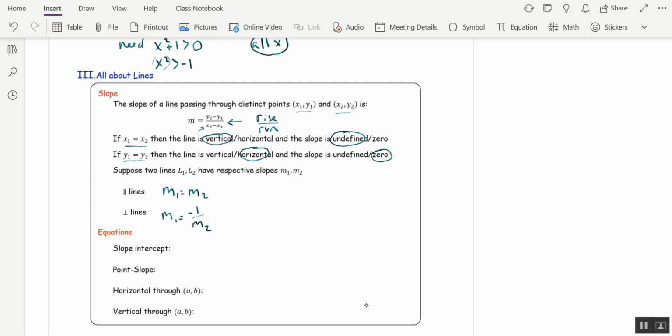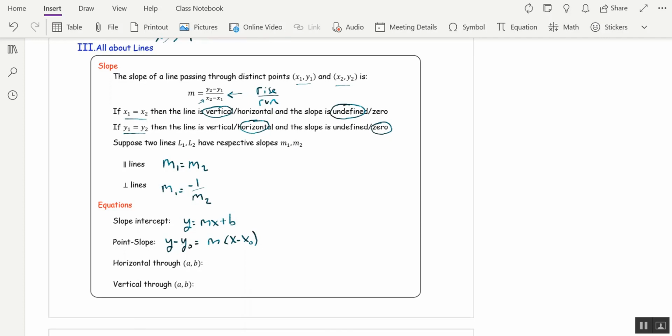All right, and then the equations for lines that you should know by heart. Slope intercept, y equals mx plus b. m is the slope, b is the y-intercept. Point slope, y minus y naught is m times x minus x naught, where x naught, y naught is any point on the line, and m is the slope.